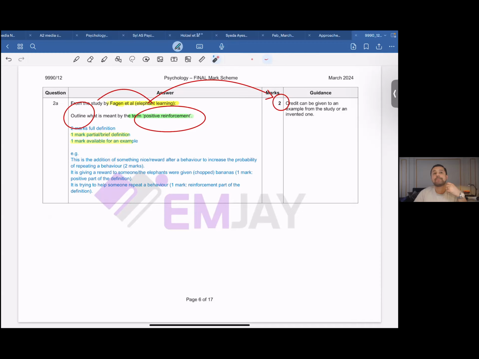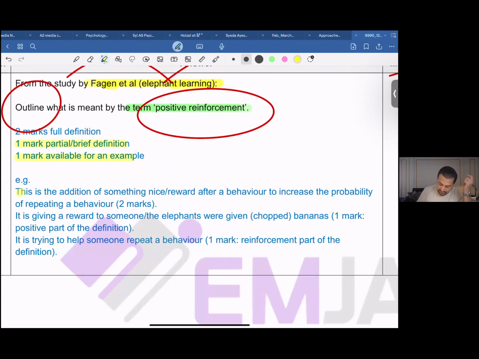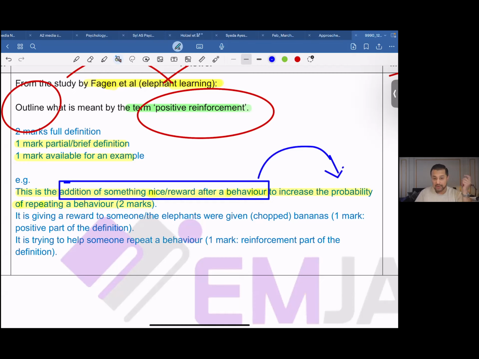Now, this example would help you develop your point, and show the examiner that you know what you're talking about. An example of this could be, I'll just zoom in just in case it isn't visible enough: this is the addition of something nice, a reward for a behavior, to increase the probability of repeating that behavior. So if you write this, you get both your marks. You get the first mark from here, and from here onwards, you get the second mark. Now, read through this and see if this makes sense to you.